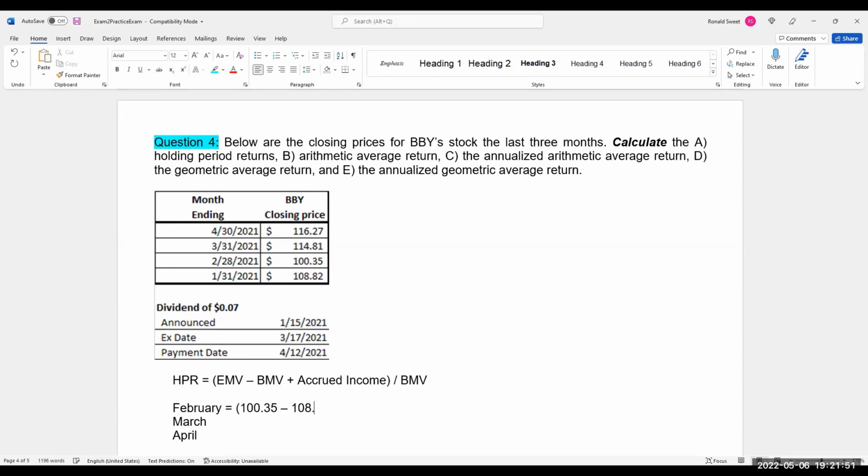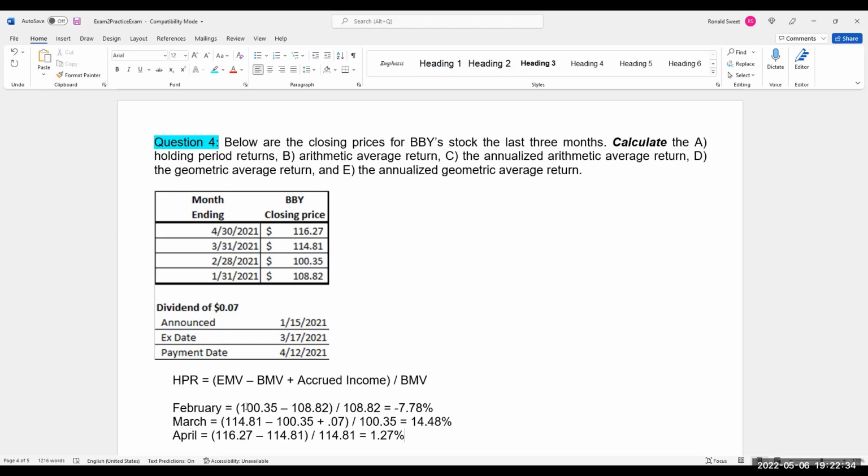Beginning market value is 108.82. Divide that by 108.82, and you should get minus 7.78%. For March, get ending value of 114.81 minus 100.35. Here's where you add the 7 cents, divided by 100.35, and I get 14.48%. And then for April, 116.27 minus 114.81 divided by 114.81, and I get 1.27%.